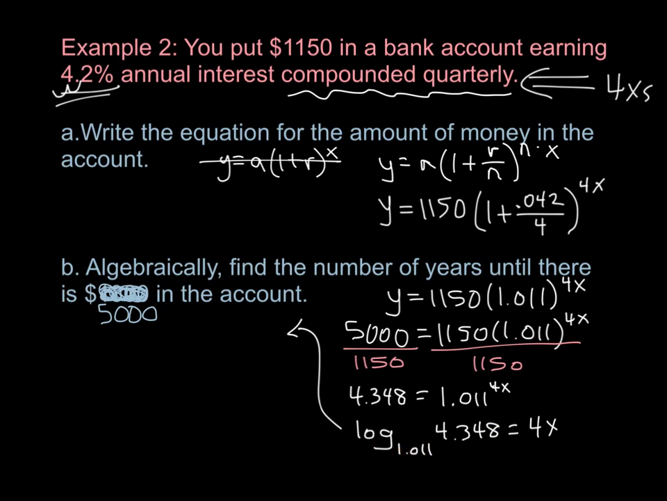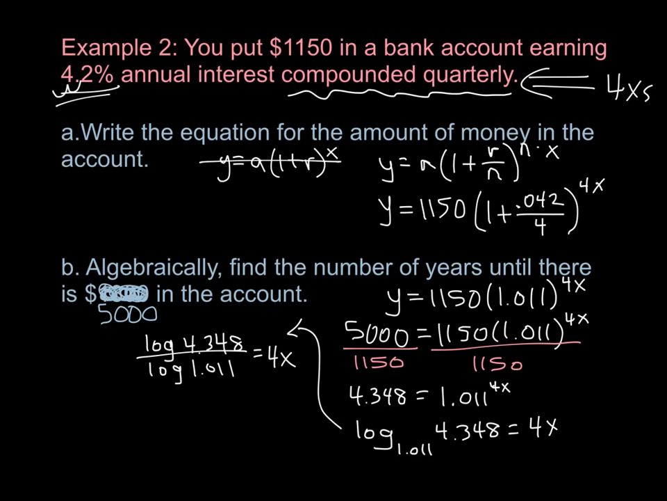Now at this point, because we have a base in our log that is not 10, we need to once again use the change of base formula. So we're going to write log of 4.348 over log of 1.011 equals, now be careful about this, equals 4x. Okay, this time it equals 4x. We need to keep that there.